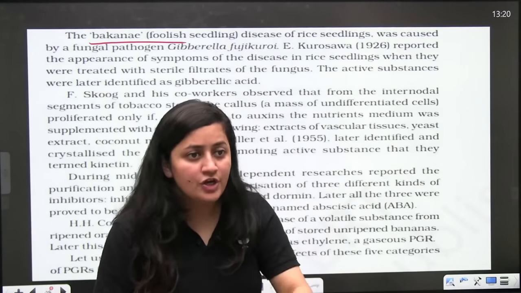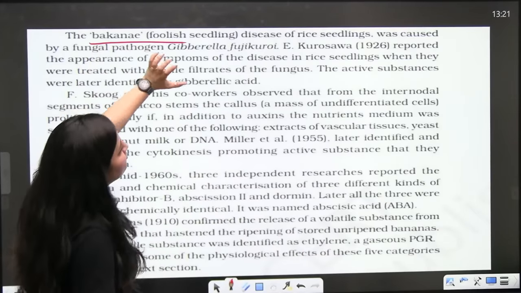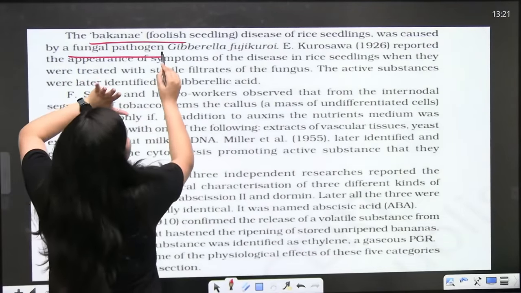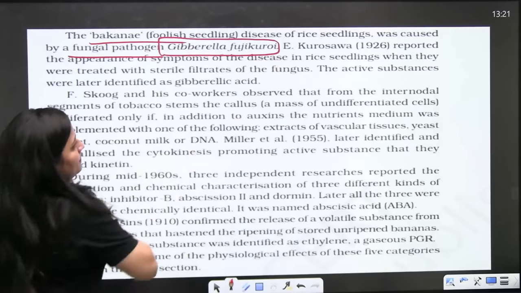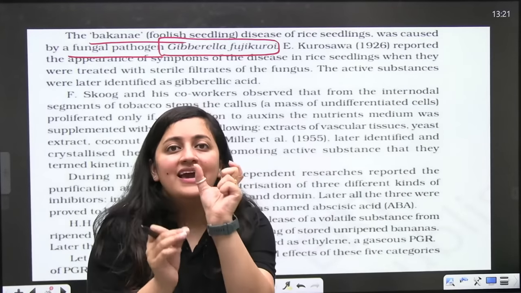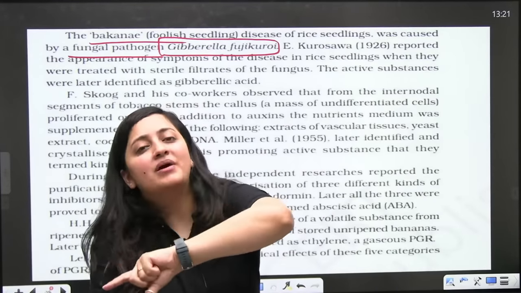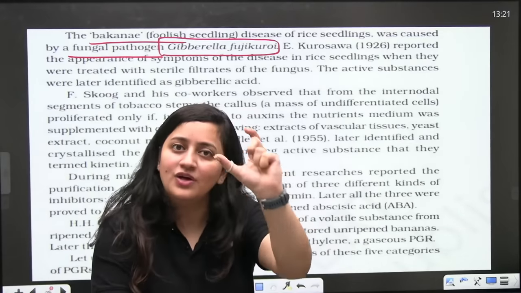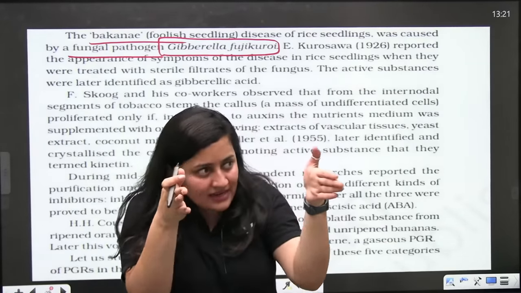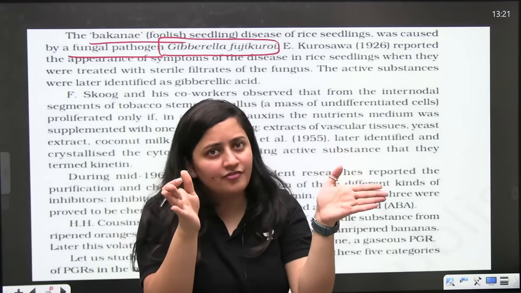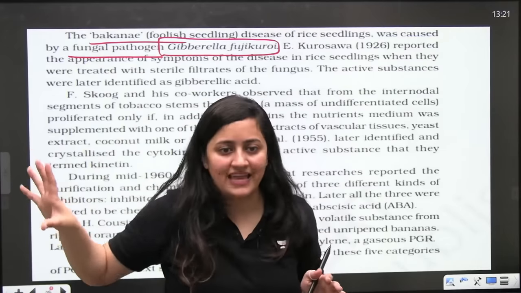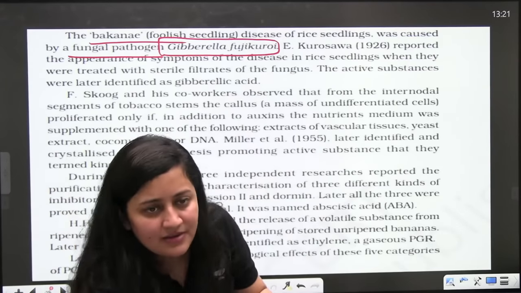After that the plant would fall down or something like that. So what is the point here? The Bakanae, the foolish seedling disease of the rice seedling, was caused by a fungal pathogen, that is Gibberella fujikuroi. Gibberella fujikuroi is a fungus which used to cause the Bakanae disease in rice seedlings. Because of that, rice seedlings were increasing their height, and after that, they were not making a healthy plant, but they were just dying.